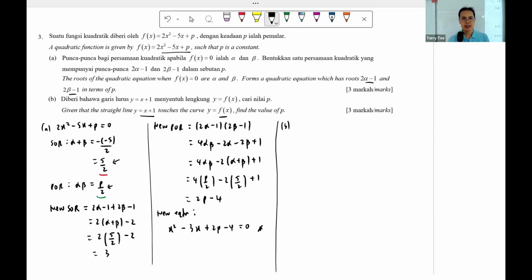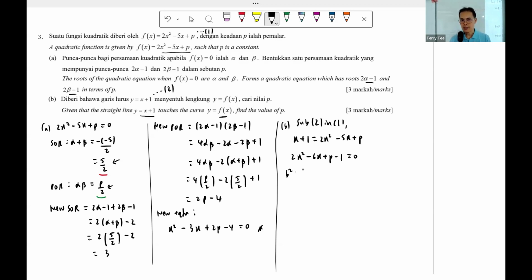So we begin by calling this, I don't want to rewrite this equation. You can call this equation 1 here, equation 2 here. I sub 2 in 1 or 1 in 2, right? So your y and f(x) are the same, so we write x plus 1 equals to 2x squared minus 5x plus p. You're finding the value of p now. So rearrange this, bring everything to the right hand side. 2x squared minus 6x plus p minus 1 equals 0.